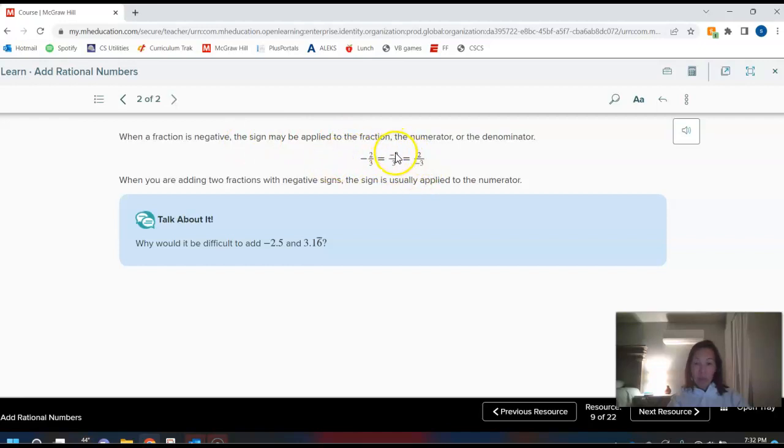Okay. Now again, when a fraction is negative, there's 3 different ways we can do this. We can have a negative 2/3, 2/-3, or the negative could just be out front. But if we're adding 2 fractions with negative signs, the sign is usually applied to the numerator.